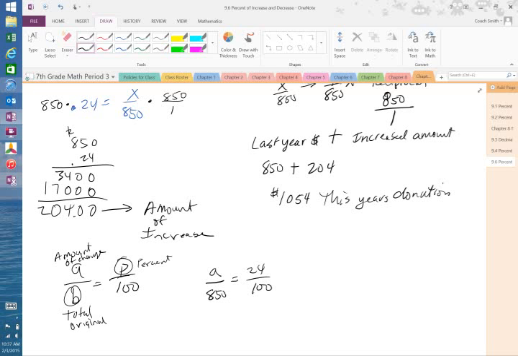And the bottom line is he did the exact same thing we just did. Okay, let's look at it. He took and said, okay, we cross multiply. That would be 100 times A is equal to 24 times 850. Okay. Now, when you multiply that out, what do you get when you multiply 24 times 850, Owen?